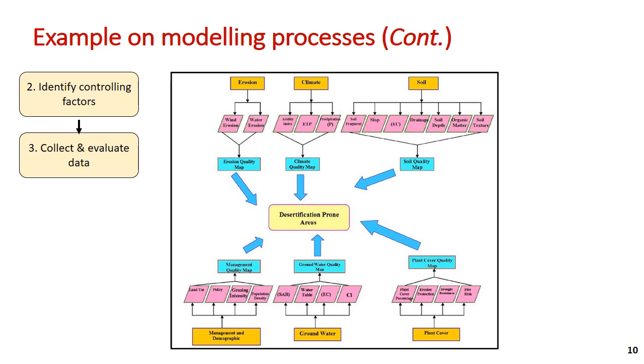Then they collected data about the climate. They look at the aridity index, the evapotranspiration, and the precipitation, and these give them the climate quality index. And then they look at the soil quality index, which involves, for example, the slope, the salinity of the soil, the EC, the drainage, the depth, the organic matter, and the different types of textures. And then they looked also at the management quality index, where they looked at the land use, the policy, the grazing intensity, and also the population intensity.